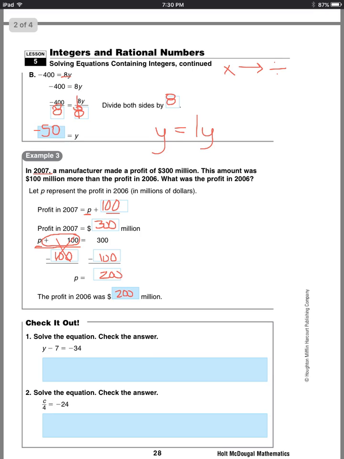So remember, look at the side with the variable, find the constant, and do the opposite to both sides. And do your check it out problems. You only have 2. Those should go fairly quickly.